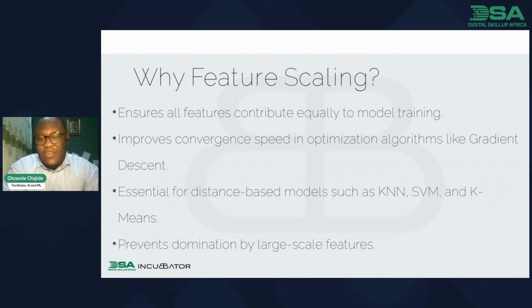When you're using distance-based models, like your KNN, your nearest neighbors, you have your SVM, your support vector machine, and your k-means, you're looking at those kinds of models. Then you want to prevent domination by large-scale features. Exactly. Like I said, a feature must not overshadow another feature.